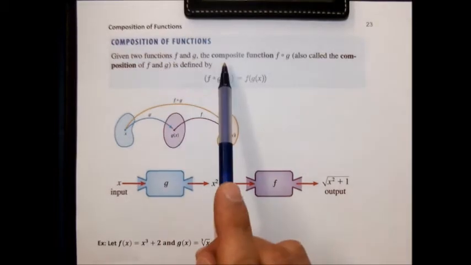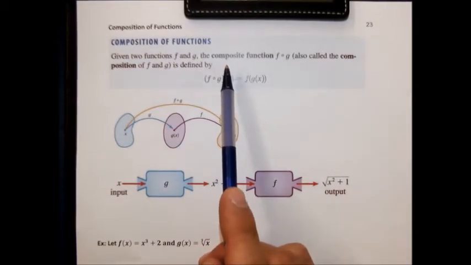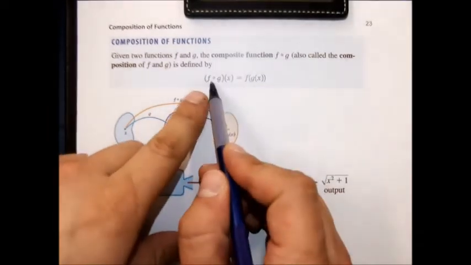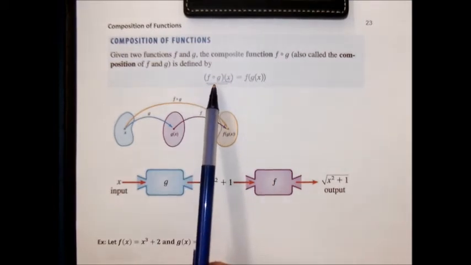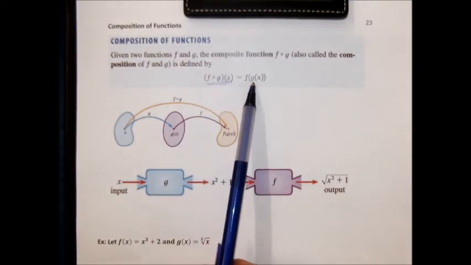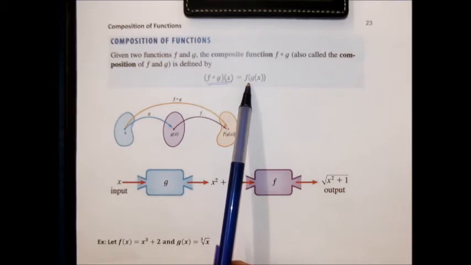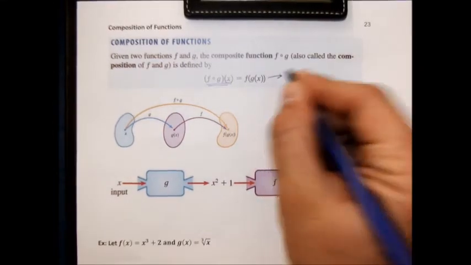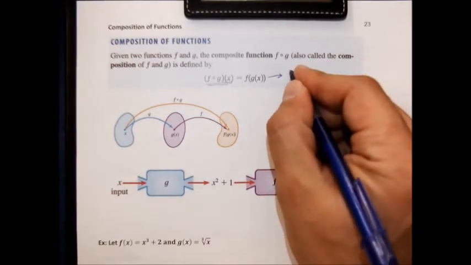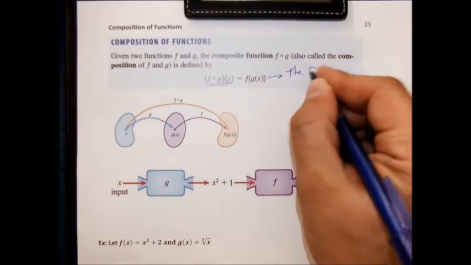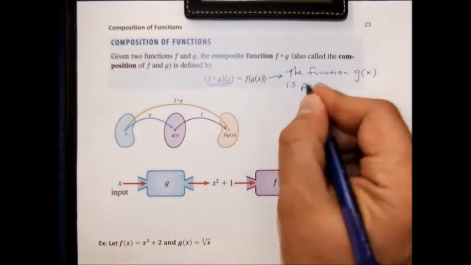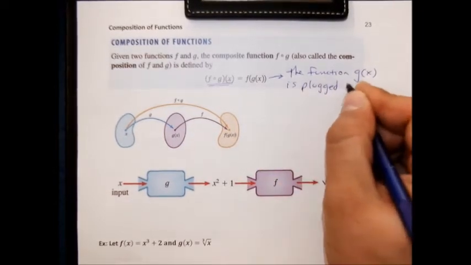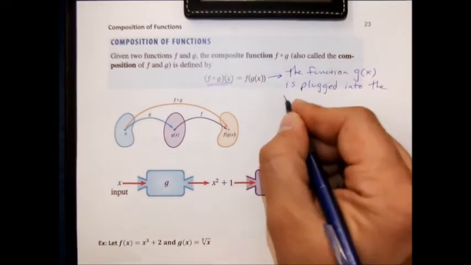Okay, let's talk about what a composition function is, or a composite function. Excuse me. So let's look at this notation first. When you see something that looks like f circle g of x, that means the g function is being plugged into the f function. So I'm going to write that down. This notation means the function g of x is plugged into the x in f of x.